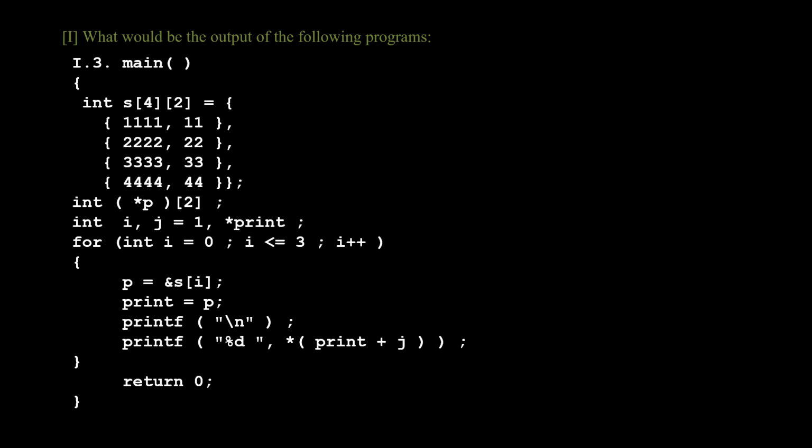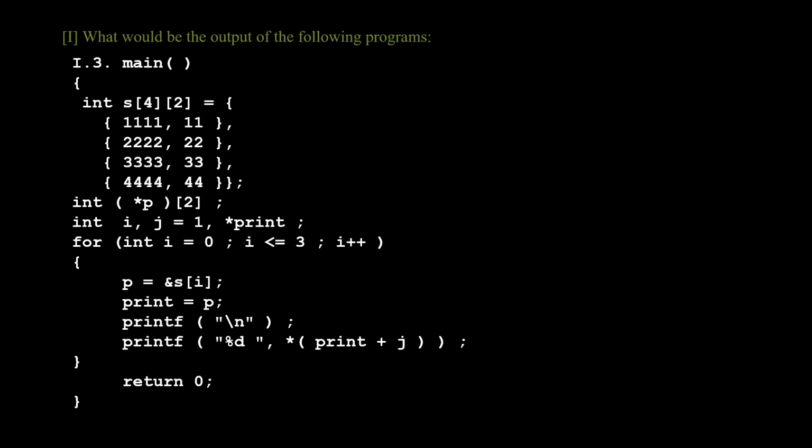Third question. So it's an array of 4 into 2 and there's a pointer star p of 2 which is a pointer to an array. The braces here are important for a pointer to an array. And I and j are initialized as 1 and there is another pointer star print.